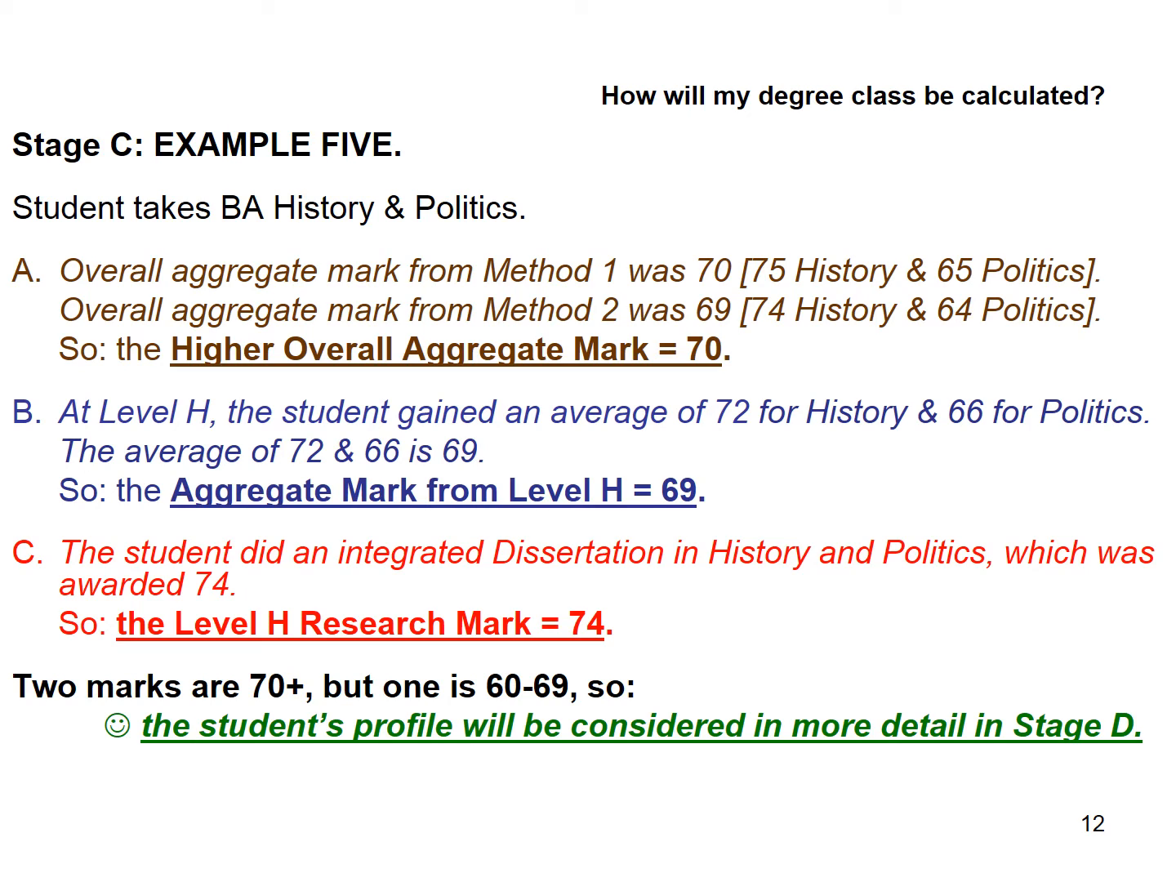So we now have 3 marks, 70, 69 and 74. This student's marks comprise 2 marks in the first class 70 plus band, but 1 mark is between 60 and 69. So this student's profile will be considered in more detail in stage D.